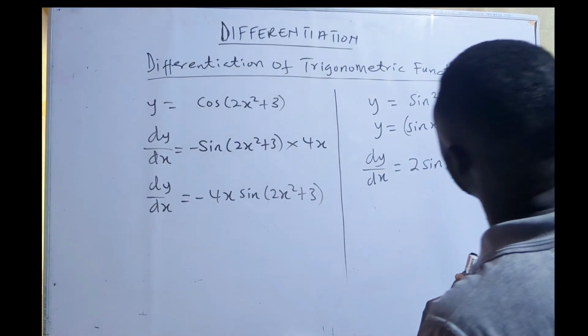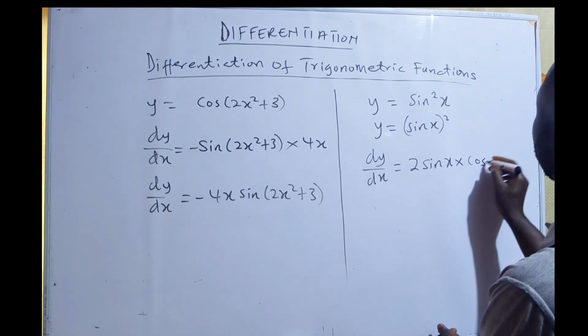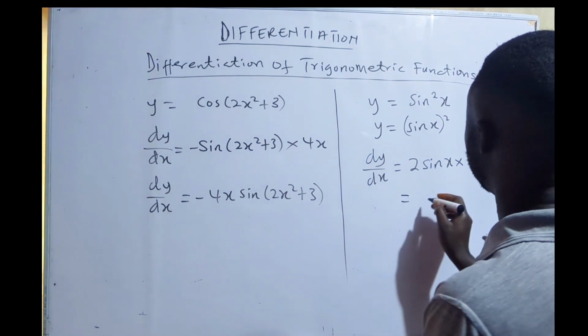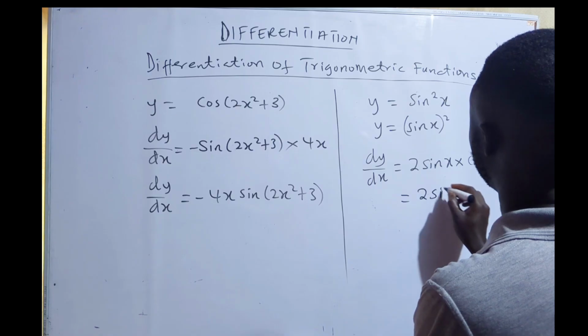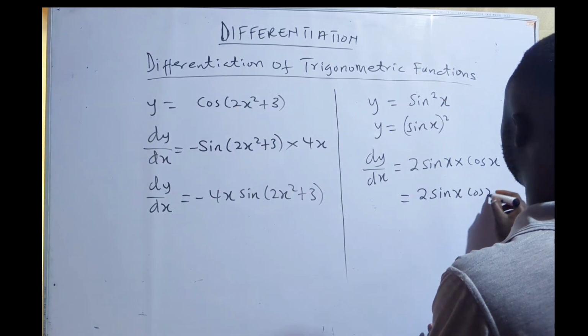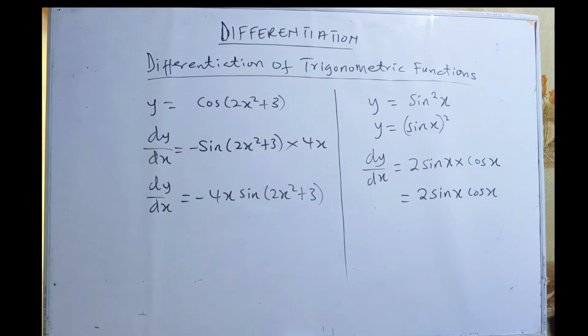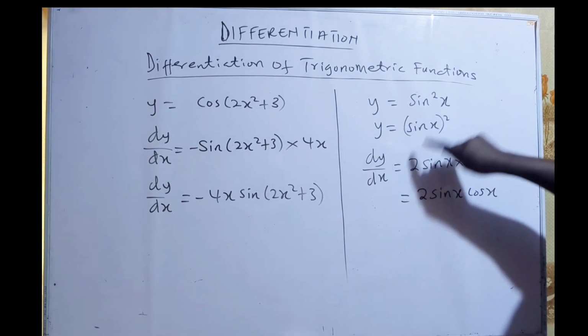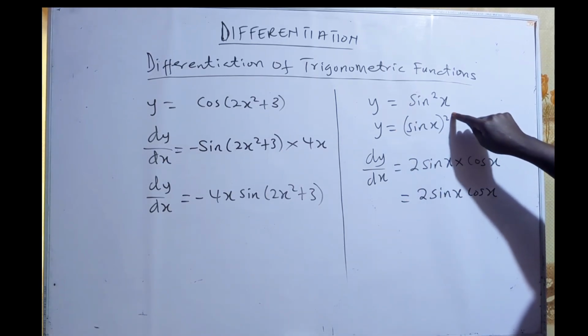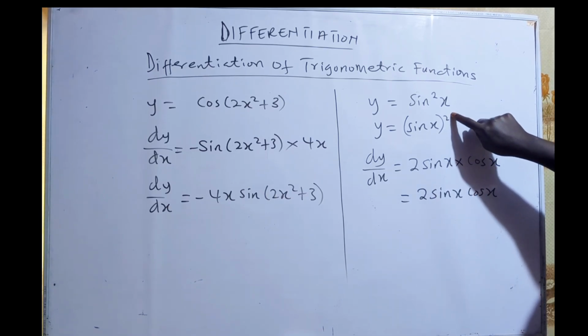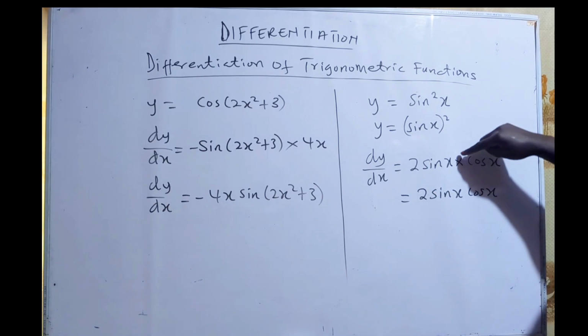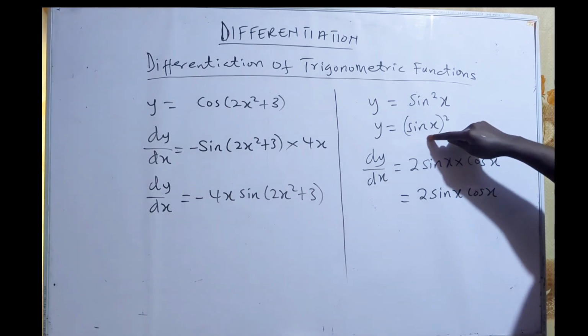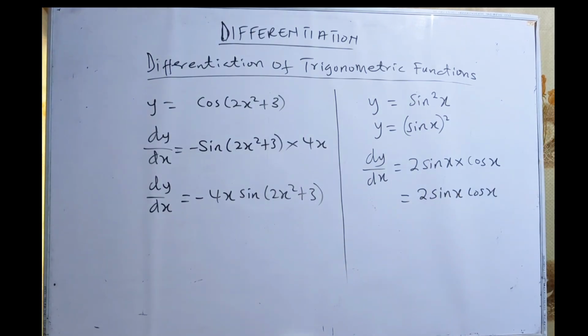What is the differentiation of sine x? That is cos x. So my answer becomes 2 sine x cos x. Alright. 2 sine x cos x. You bring the 2 here, then you subtract 1 from it, so it will be 2 sine x, minus 2 minus 1 will be 1. Then after that, multiply by the differentiation of what is here. Okay, then I get my answer.